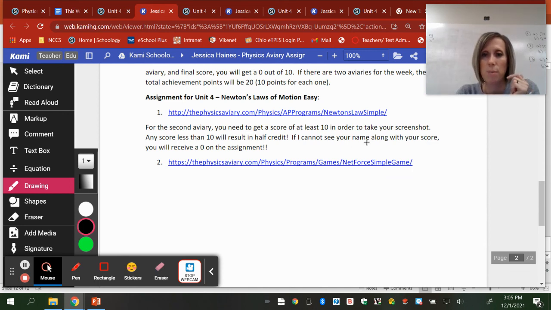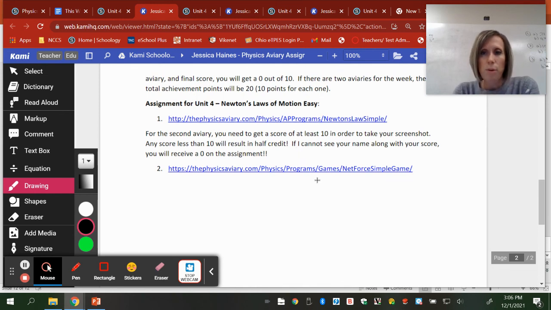Make sure that your name is included in your screenshot, because if it's not, you're going to get a 0. If your name is not on there, you have to click somewhere on the screen and it will pop up with your name and your total score once you've reached a score of 10. Anything less than 10 will give you half credit. And if your name's not on it, you're going to get 0 credit. So there's only two. Good luck on it, and I'll see you tomorrow.